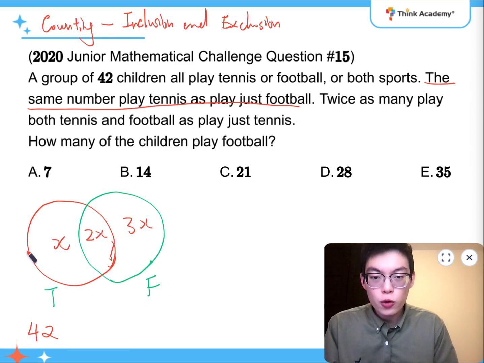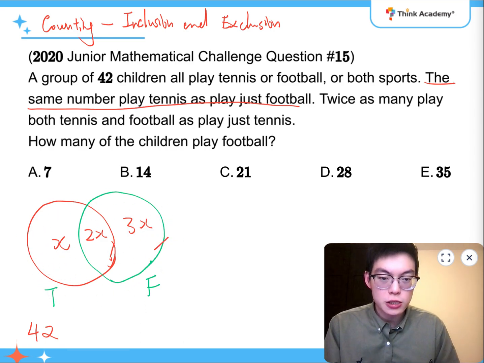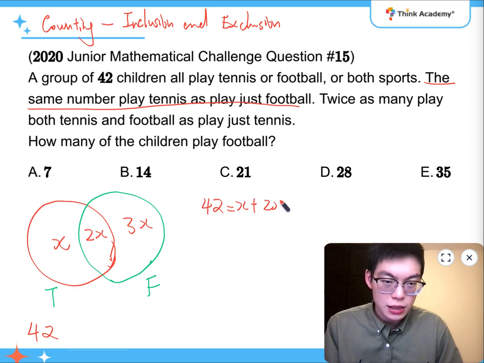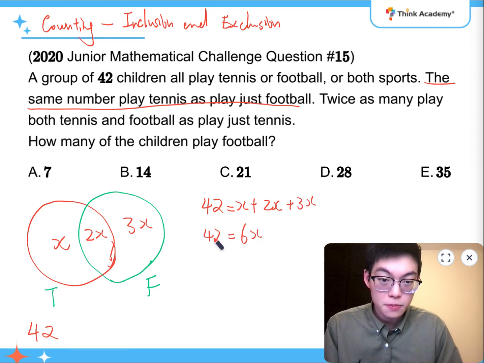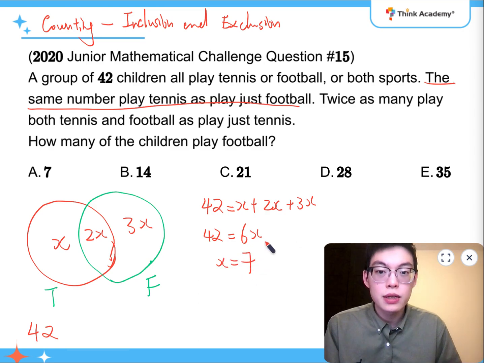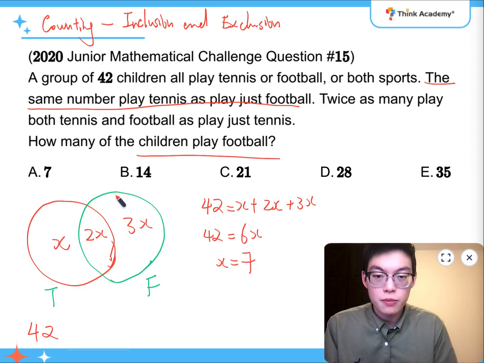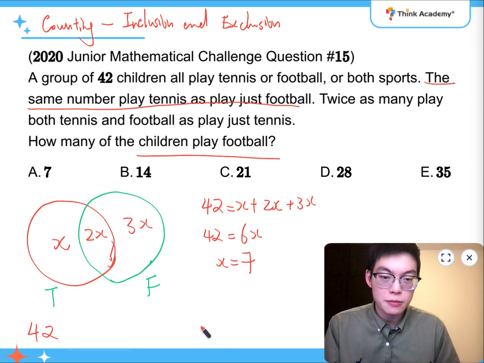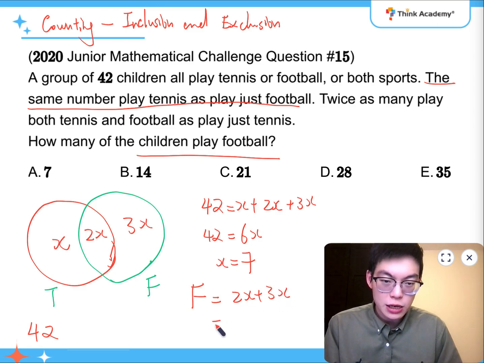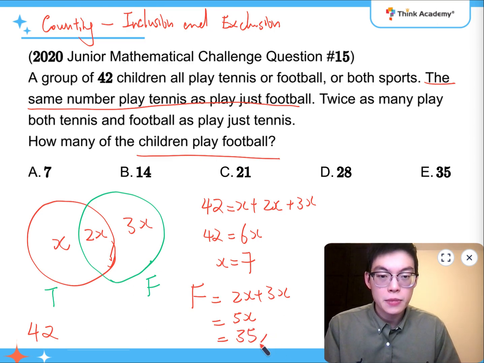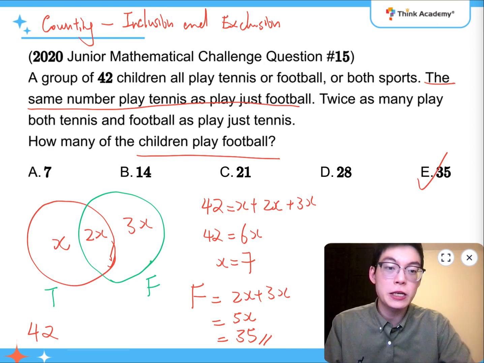So now we know that altogether there are 6x students, which means 42 equals x adding 2x adding 3x. 42 equals 6x, and x equals 7. How many of the children play football? That's 2x adding 3x, which is 5x, that is 5 times 7, which is 35. So 35 is the answer for question number 15.